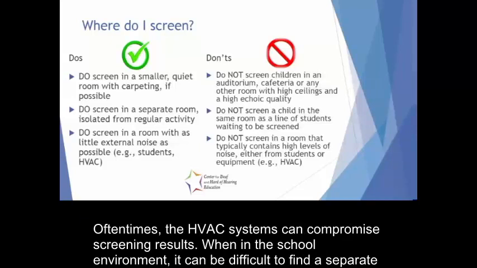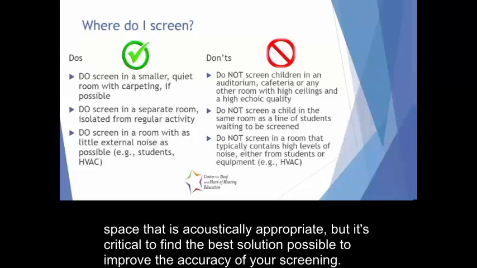Oftentimes, the HVAC systems can compromise screening results. When in the school environment, it can be difficult to find a separate space that is acoustically appropriate, but it's critical to find the best solution possible to improve the accuracy of your screening.